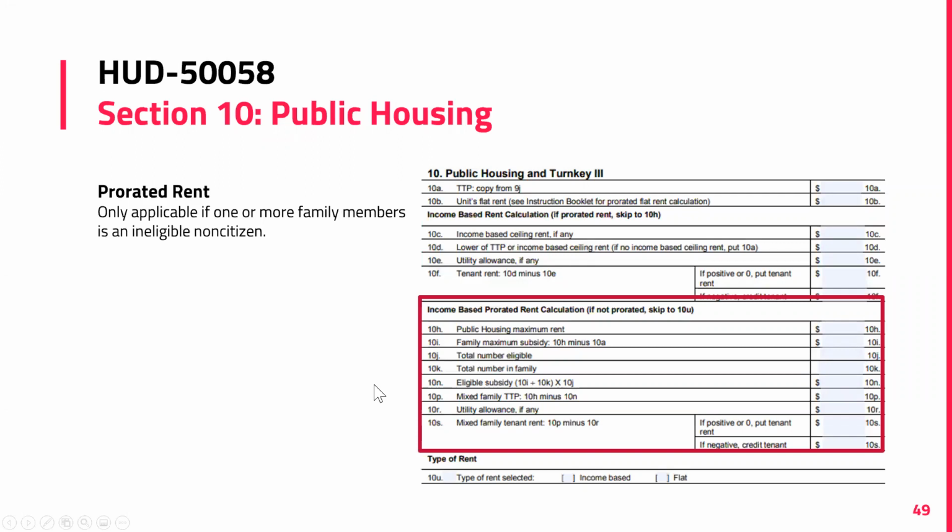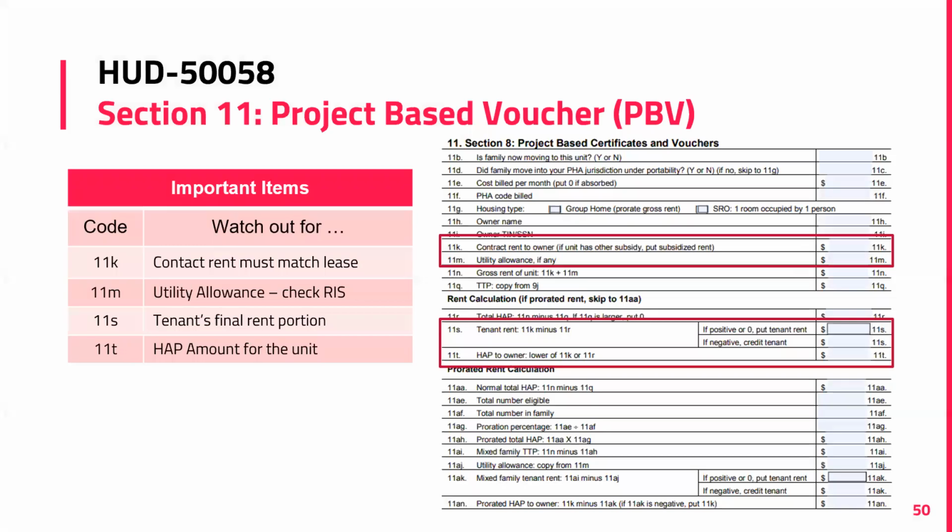Now, the prorated rent, we're barely ever going to see that. We're only going to deal with prorated rent similar to project-based Section 8, which is when there is a mixed family dealing with citizenship stuff. And the way to calculate that is exactly the same as project-based Section 8.